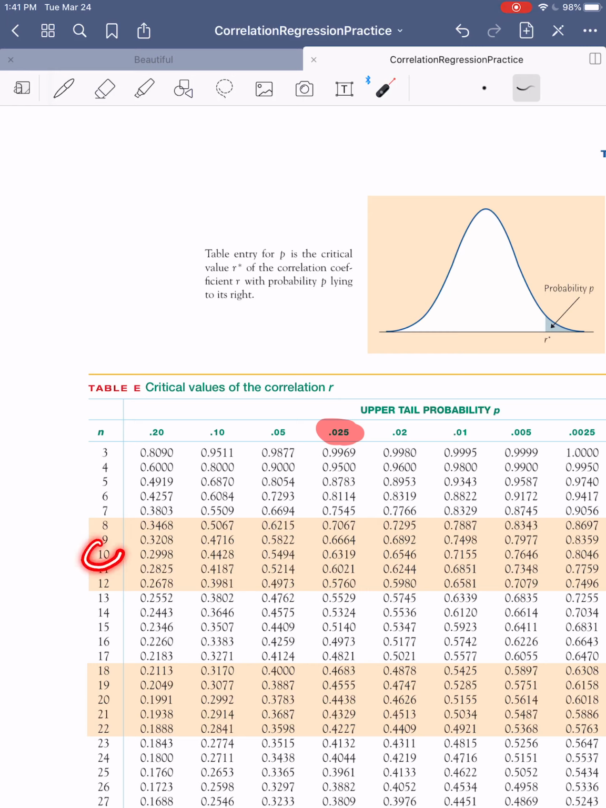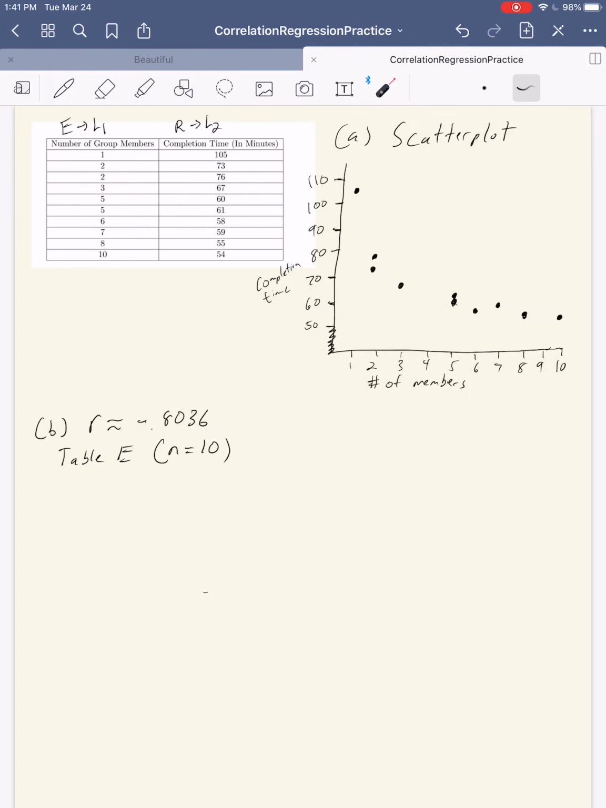Remember, our n is 10. We always use that 0.025. We intersect them, and that gives us our critical value, 0.6319. So we'll go back, and this should tell us that our critical value is 0.6319.